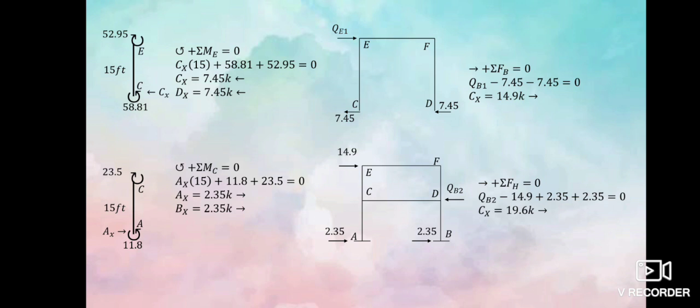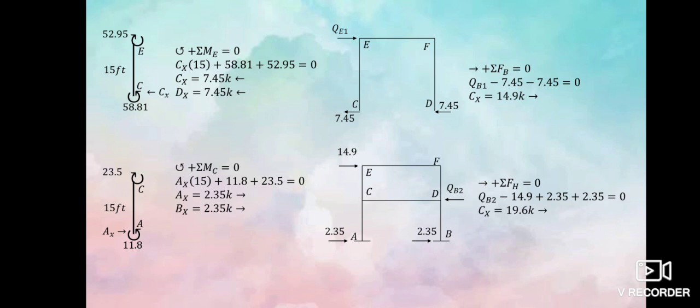Then let's proceed to the summation of forces B. All forces going to the right is positive. For QB1, negative 7.5 minus 7.5 is equal to 0. Thus, the result of Cx would be equal to 14.9 K going to the right side, of course.